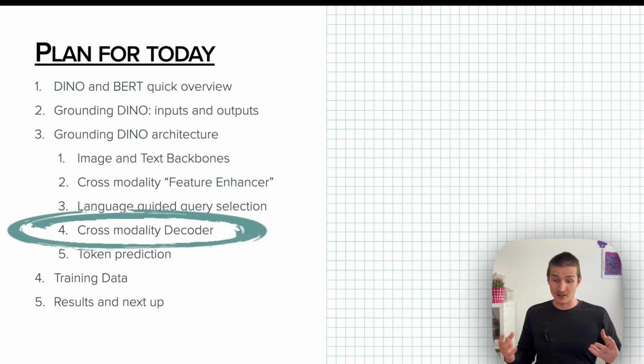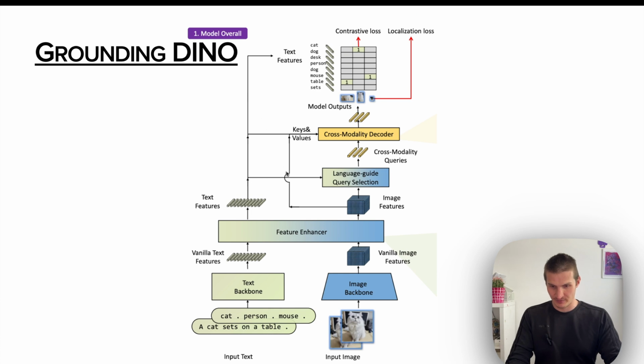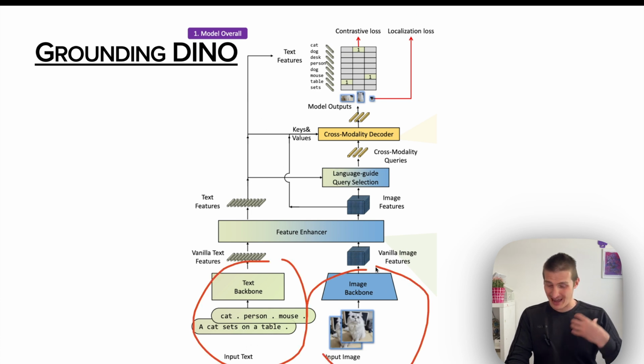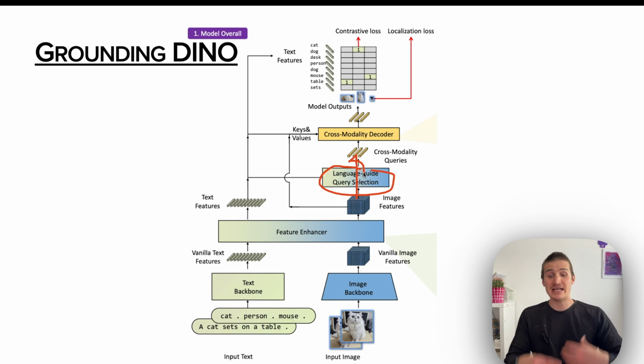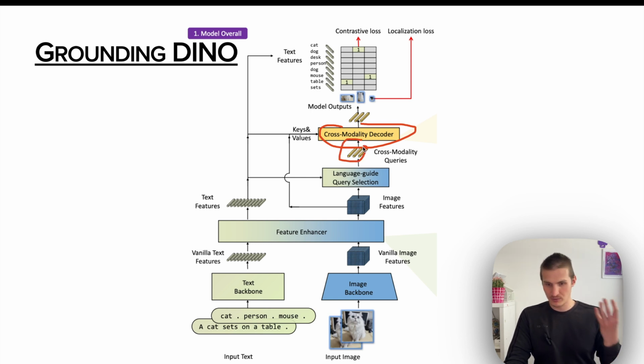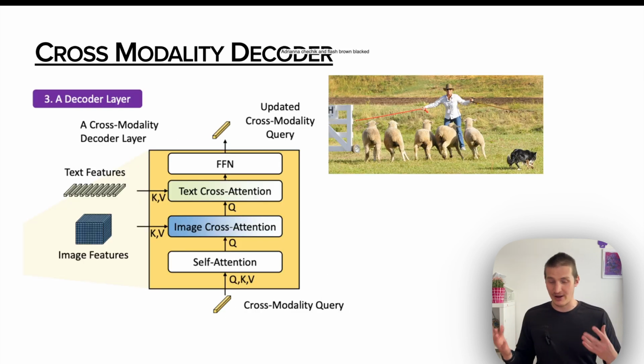Now let's talk about the final third cross-modality part of the model called the cross-modality decoder. So once again, we had our text and image passed to the text and image backbone. We had our cross-modality feature enhancer to just refine the understanding of image and text. Then we had our language-guided query selection to select input anchors for the decoder. And then we have the cross-modality decoder, which once again receives this query input from language-guided query selection, but also looks up the output of the feature enhancer on every layer. And in this case, the diagram from the paper actually made sense, so we'll just stick with it.